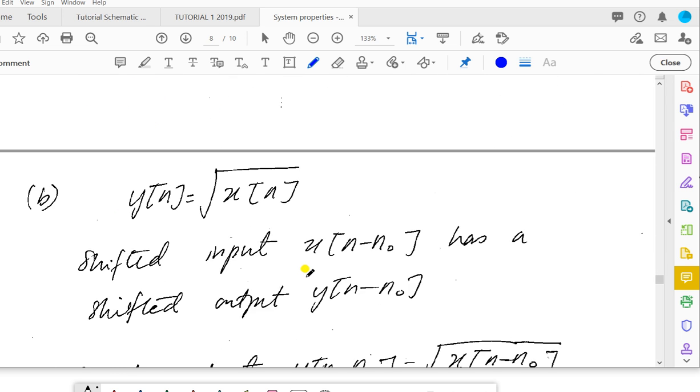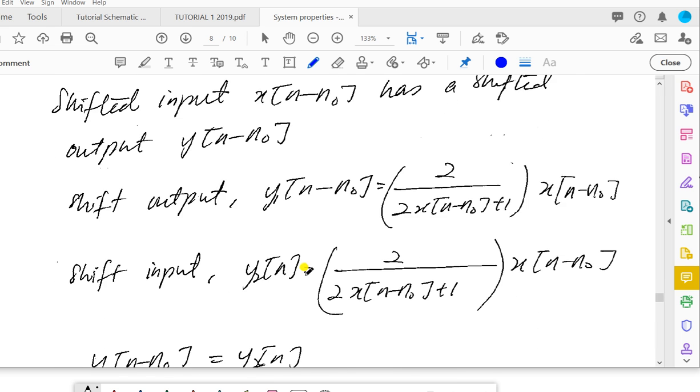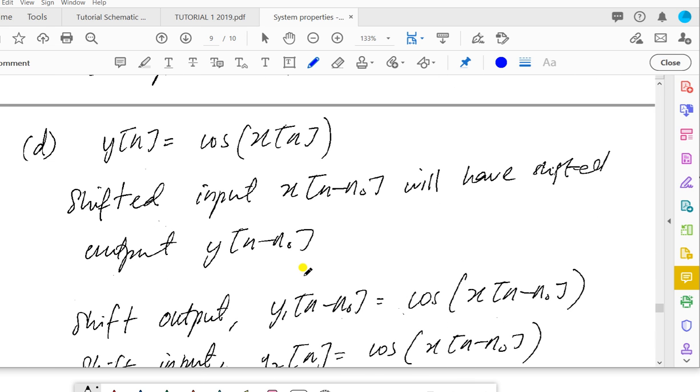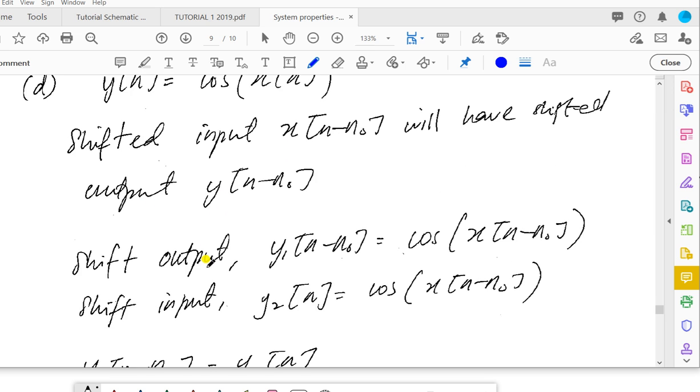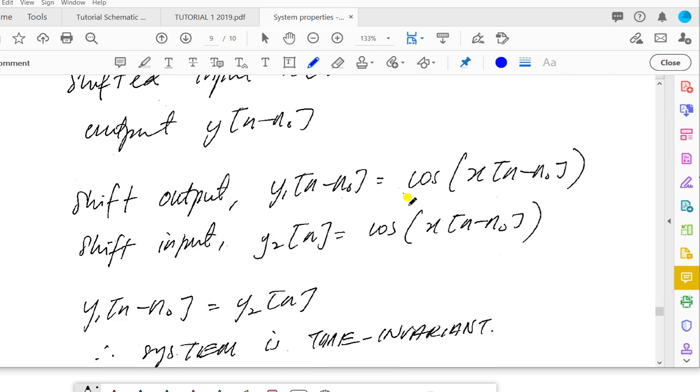All right, so let's see another one. Okay, so for example, yn equals xn times cos n. Shifted input, you shift only xn. Shifted output, you shift everything that is n. Let's say here it is not cos, this is sine. Don't change the sign again. This is not, okay, sine.